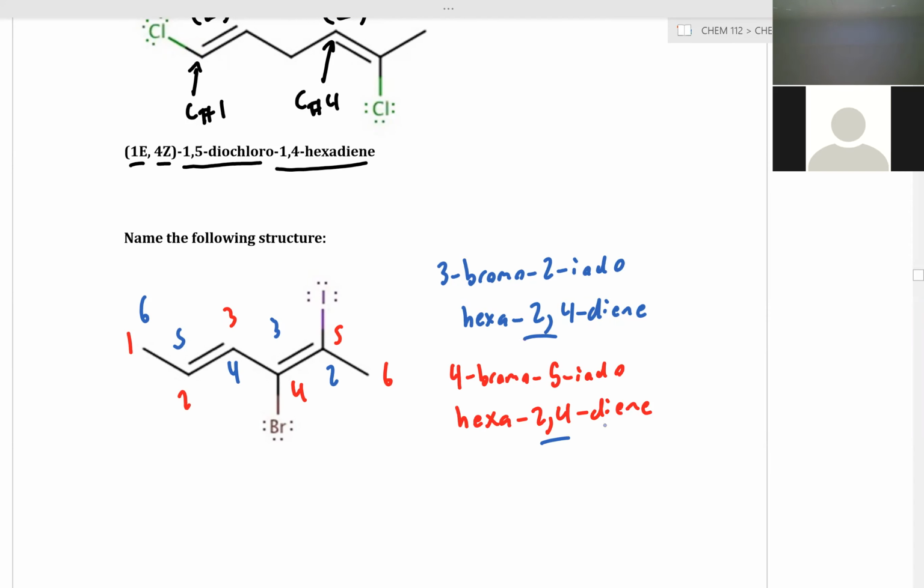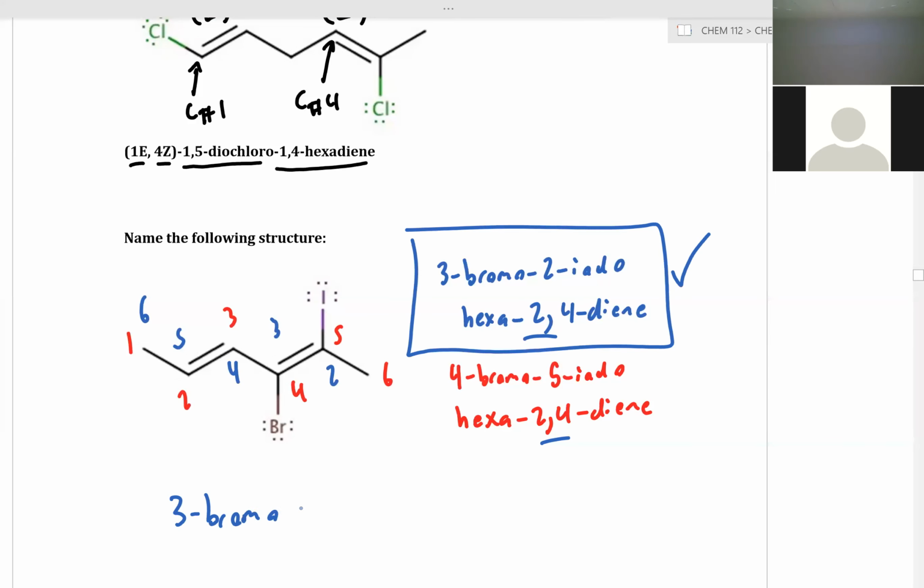So our alkene locant numbers are a tie. So now we resort to substituent locant numbers. And which method is preferred, blue or red? Blue, yep. Okay, perfect. So now we have the skeleton, 3 bromo, 2 iodo, hexa, 2, 4 diene. Okay, now we have to specify E versus Z.